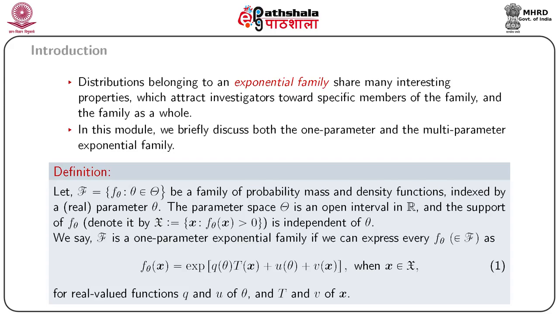We say that script F is a one parameter exponential family if f_theta(x) can be expressed as f_theta(x) equals e to the power q(theta) into T(x) plus u(theta) plus v(x), where q(theta) and u(theta) are real valued functions of theta and T(x) and v(x) are real valued functions of x.